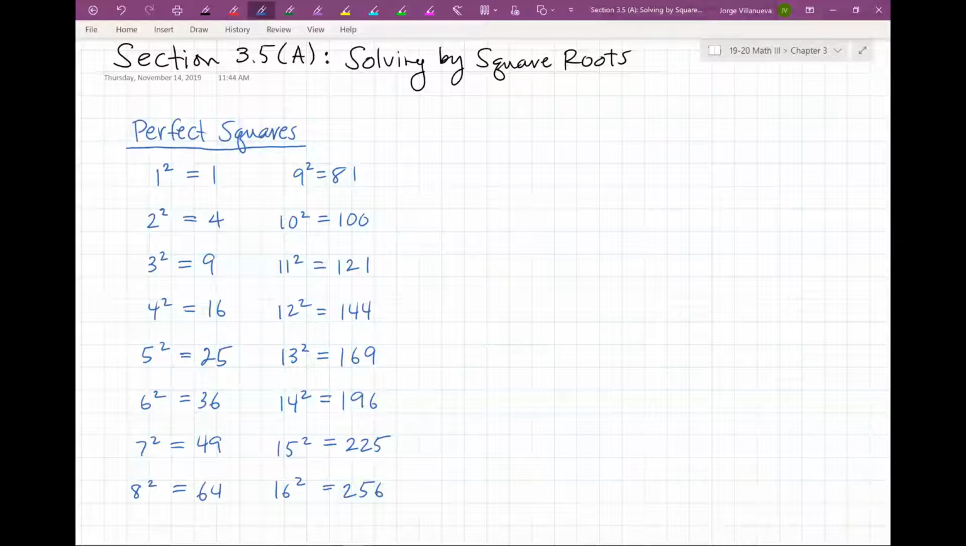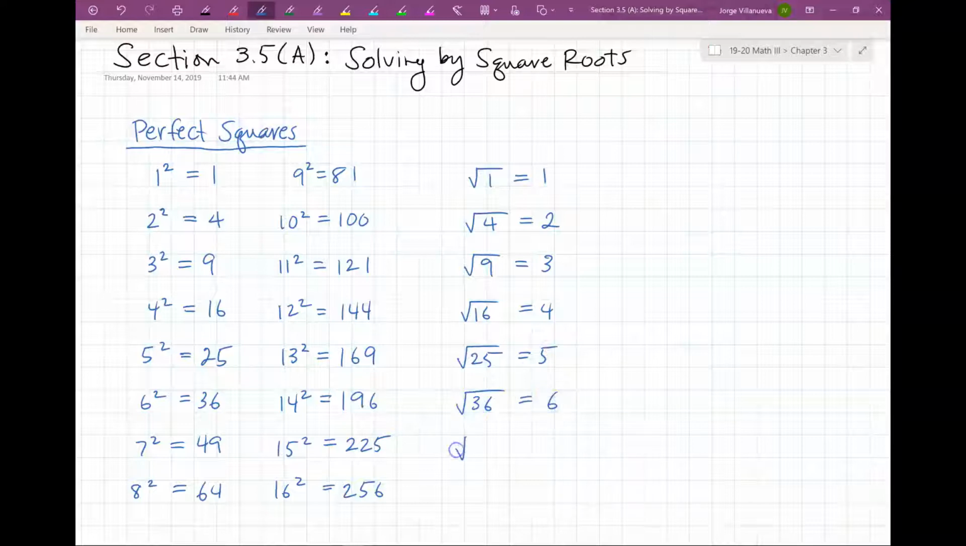So, to start off in order, the square root of 1 is 1. The square root of 4 is 2. Square root of 9, 3. Square root of 16 is 4. Square root of 25 is 5. The square root of 36 is 6. Square root of 49 is 7. Square root of 64 is 8. And we'll continue up to 16.